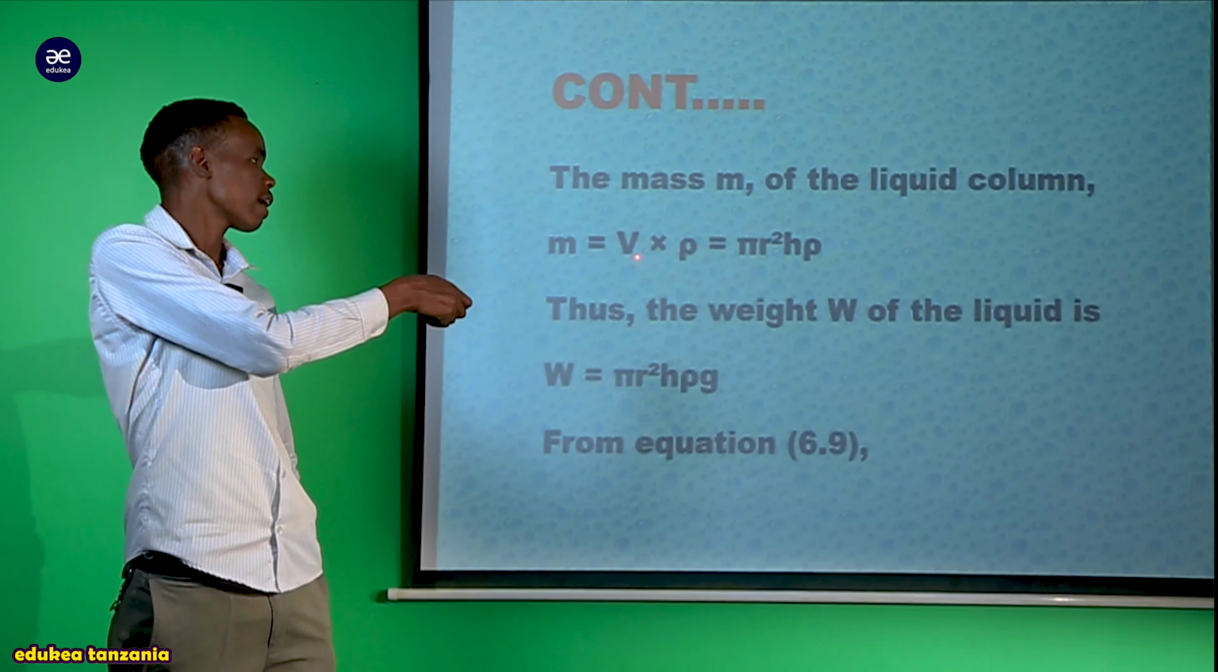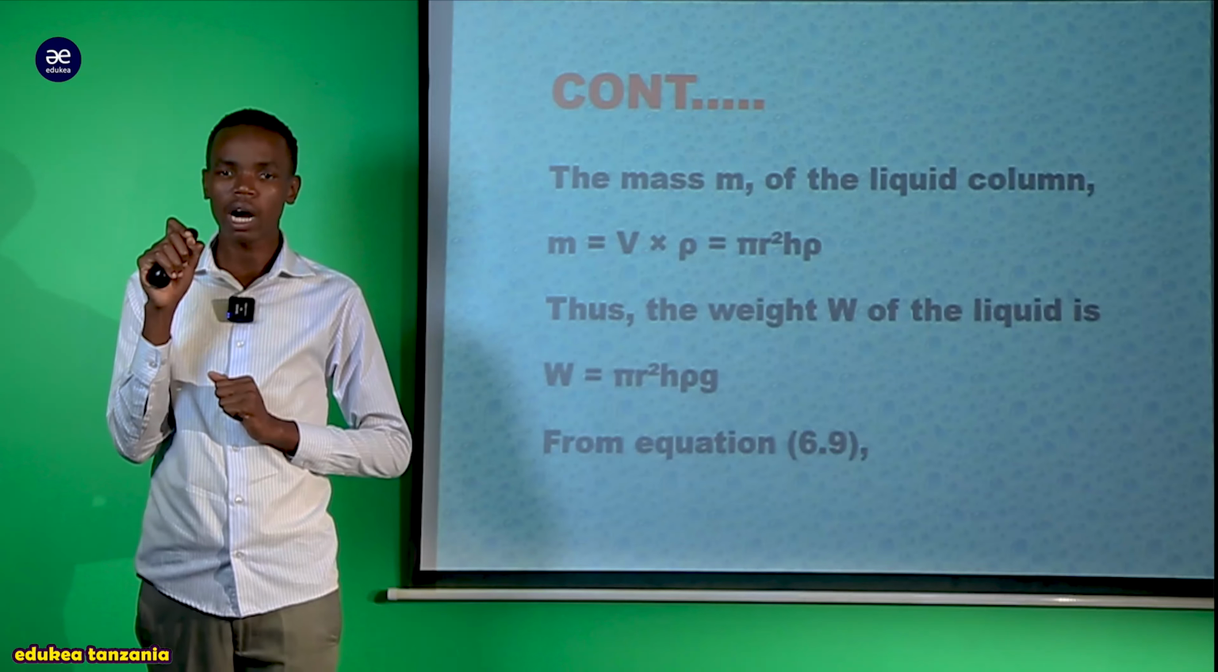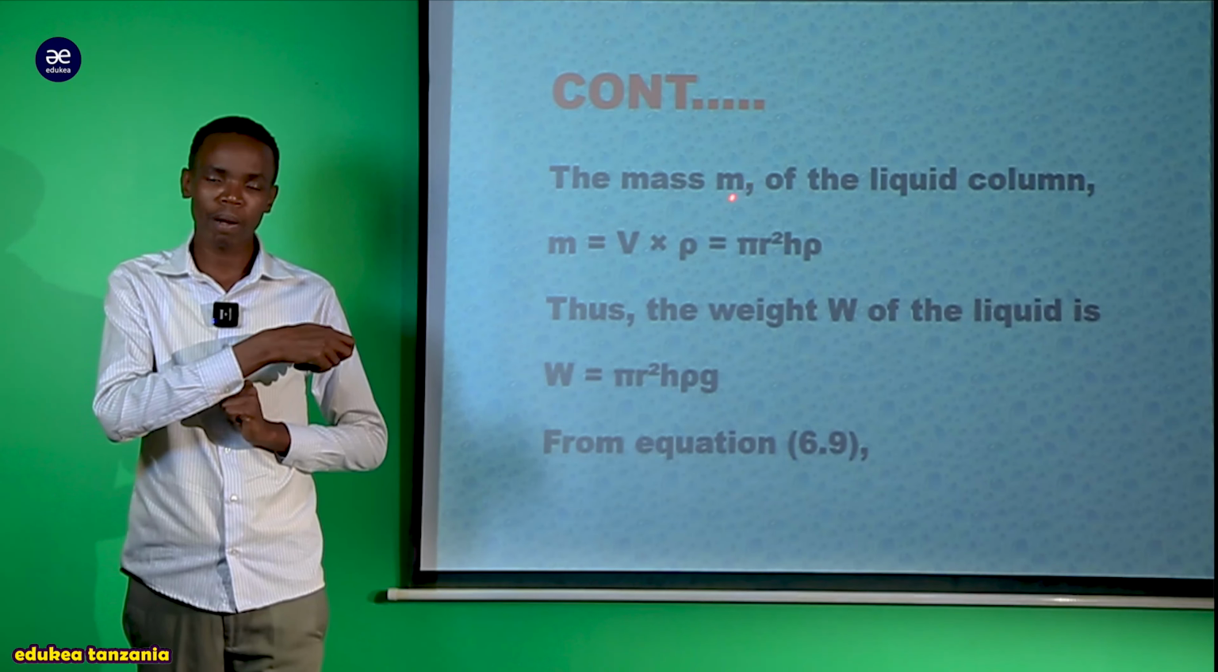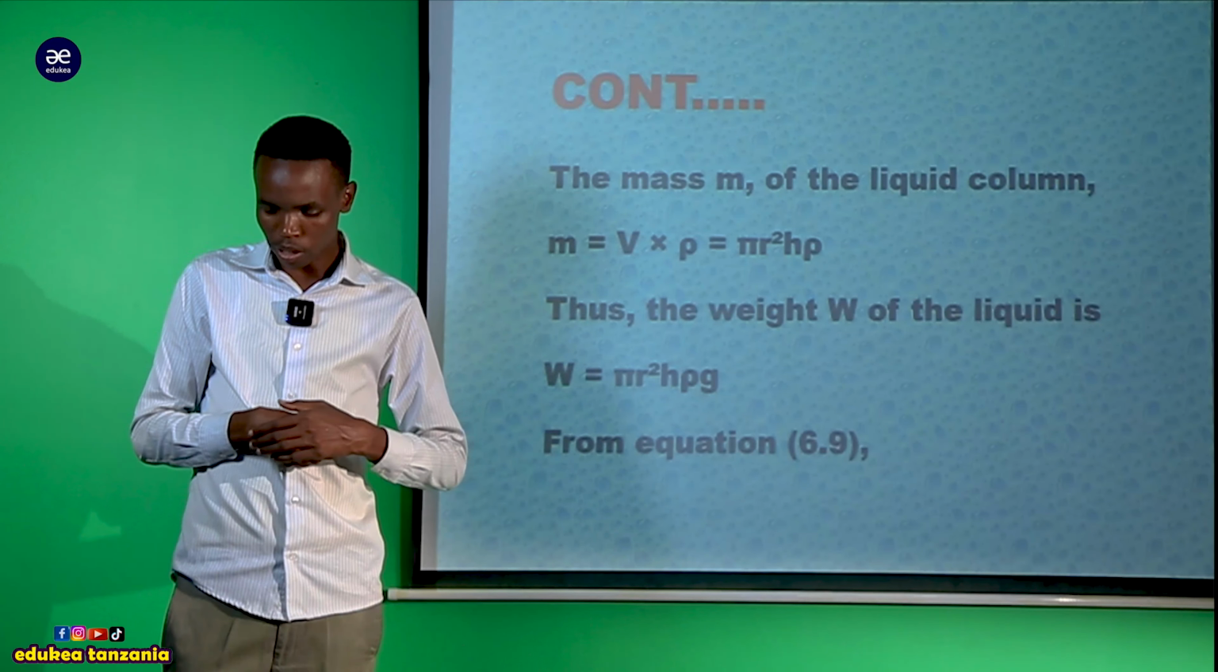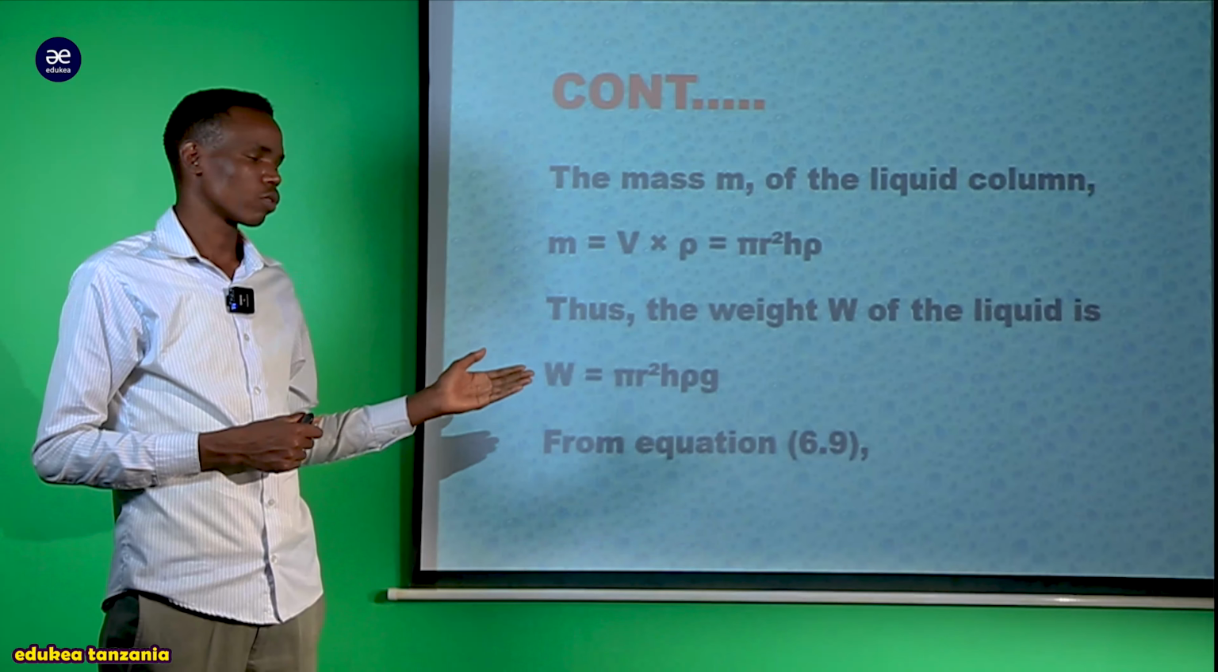Now let us substitute the formula of the volume. Instead of writing V here, we are supposed to substitute the formula of the volume, which is represented by pi r square h. Now, we should conclude by saying that the mass of the liquid column must be equal to pi r square h times the density, as we are seeing here. Thus, the weight W of the liquid is equal to this one.